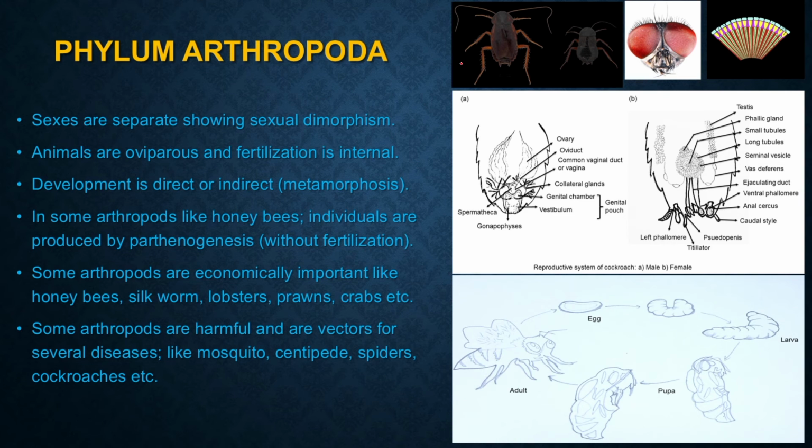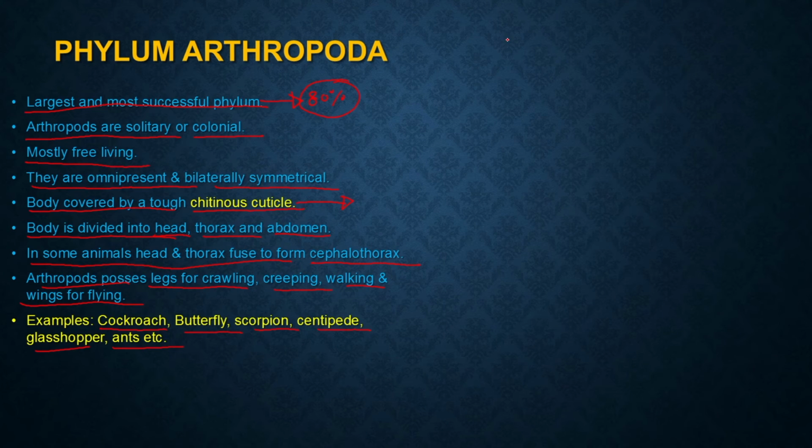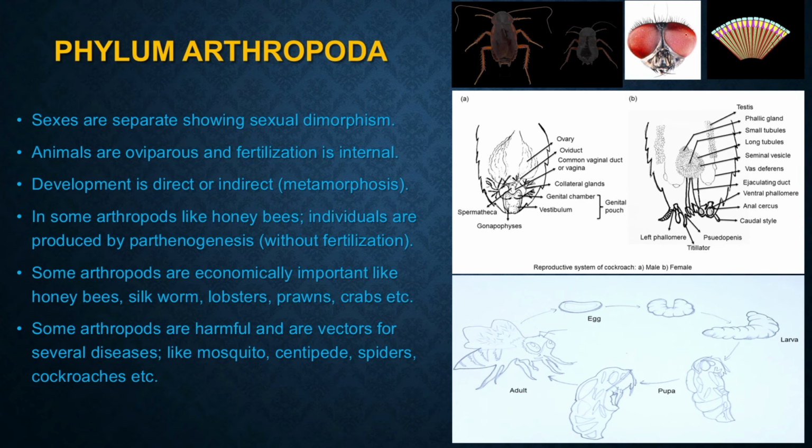This is what you see here, right? You have the insects, different types of insects. You have the cockroach, and this is the eye of the fly. The sexes are separate, showing sexual dimorphism. So what you see here are two different types of sex: this is the female sex organ and this is the male sex organ. Then the animals are oviparous and fertilization is internal.